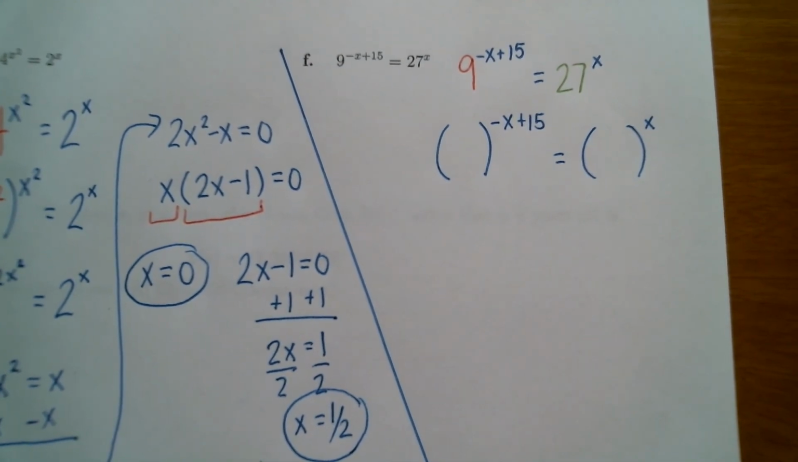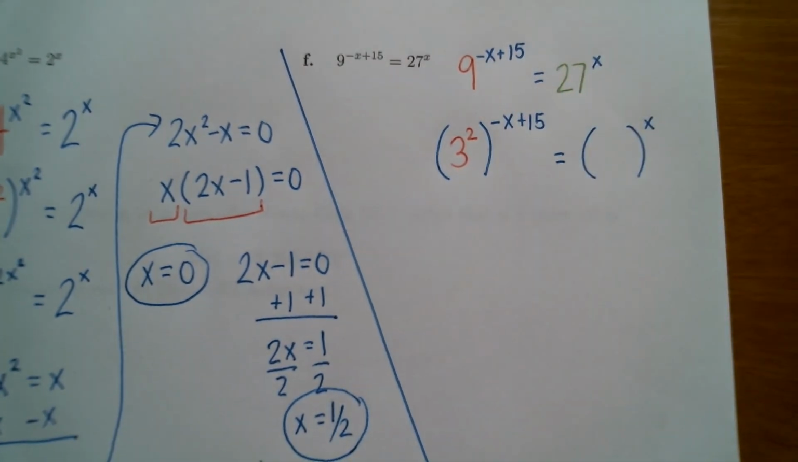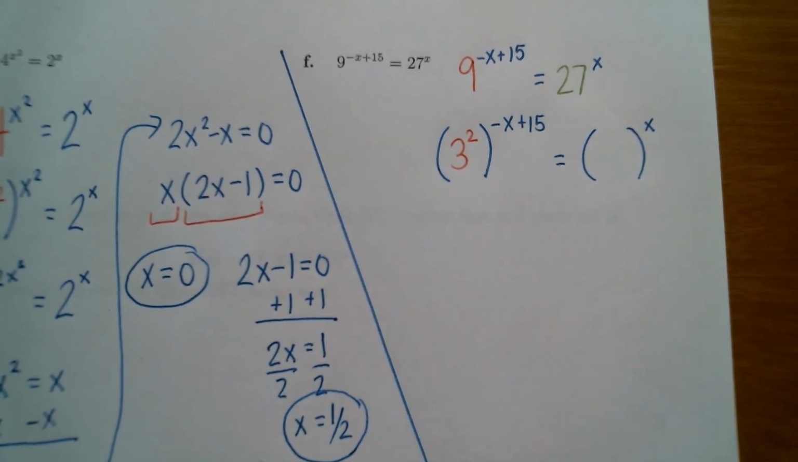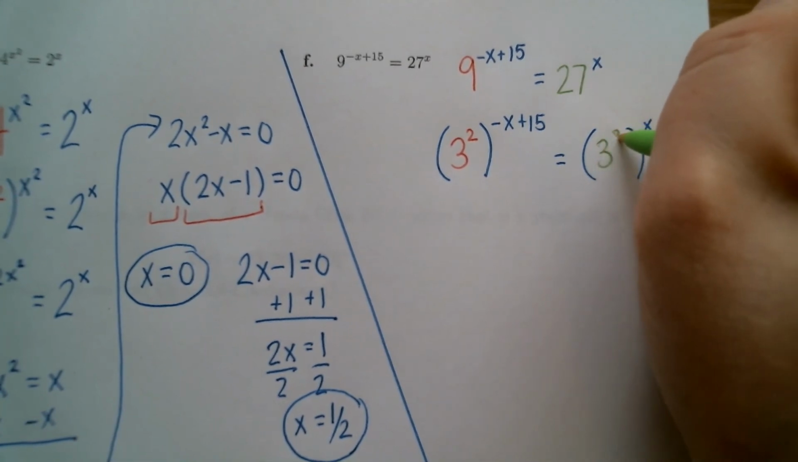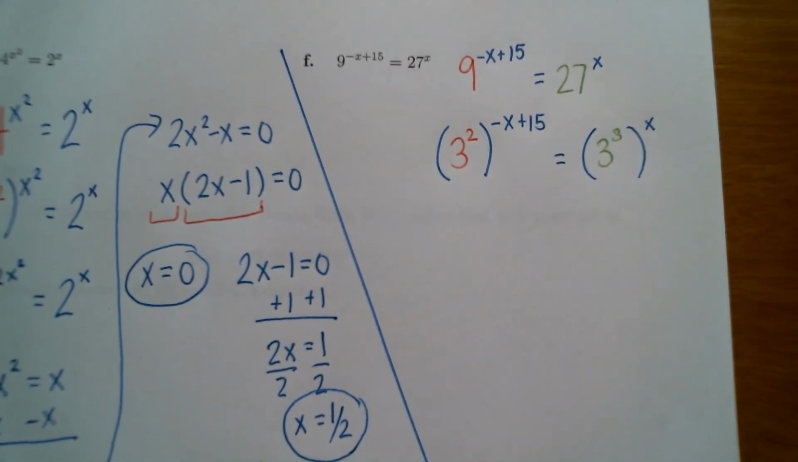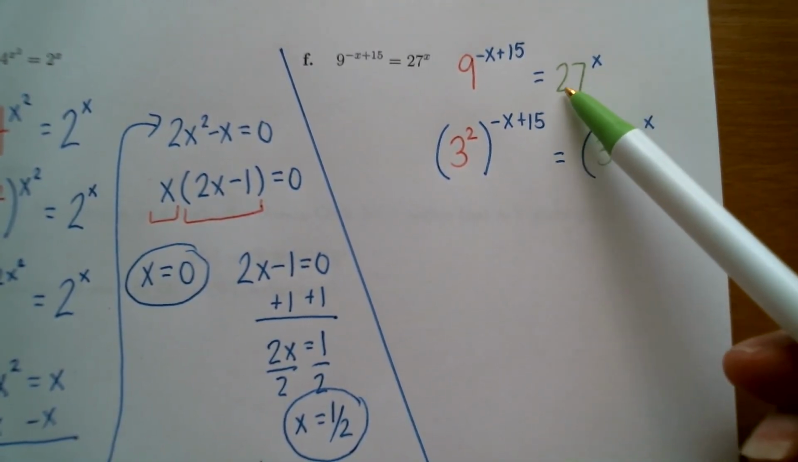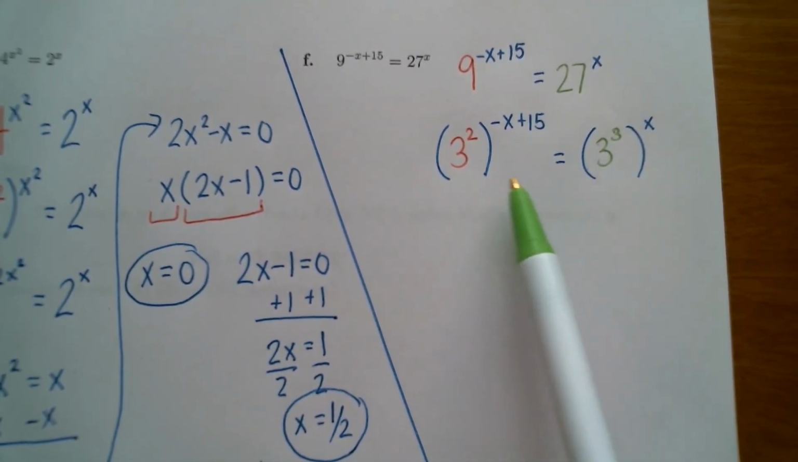So 9 is the same thing as 3 squared. 3 times 3 gives me 9. So this is 9 raised to the negative x plus 15 power. And then 27 is 3 to the third power. 3 times 3 is 9, times 3 is 27. So both right sides here are 27 raised to the x power. Now my bases are the same.